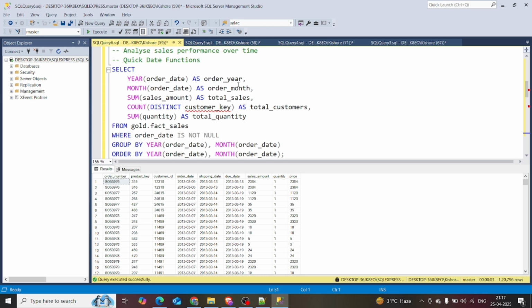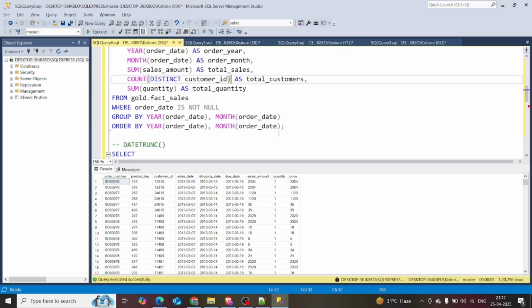We calculate the sum of the sales amount as total sales, and the unique distinct customer ID count as total customers, and we sum the quantity as total quantity. It comes from the gold fact sales table, where the order date is not null. We group by year of order date and month of order date, and order by year of order date and month of order date.